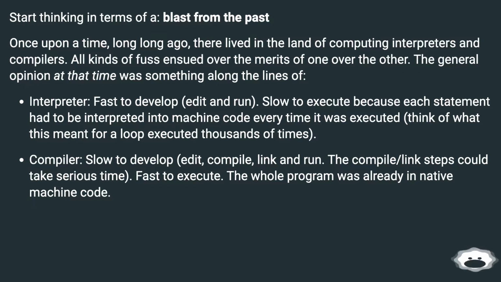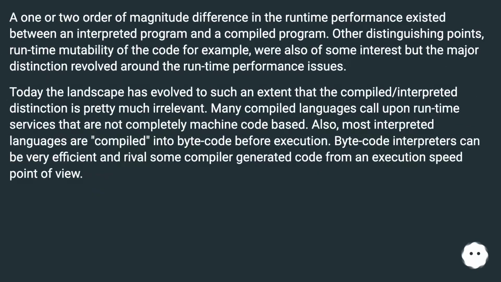Compiler, slow to develop, edit, compile, link and run. The compile/link steps could take serious time. Fast to execute. The whole program was already in native machine code. A 1 or 2 order of magnitude difference in the runtime performance existed between an interpreted program and a compiled program. Other distinguishing points, runtime mutability of the code for example, were also of some interest, but the major distinction revolved around the runtime performance issues.